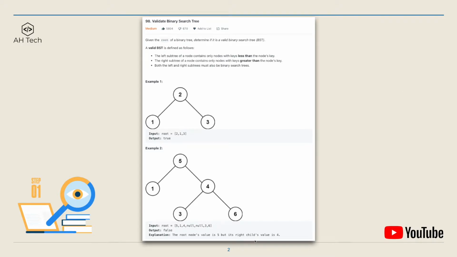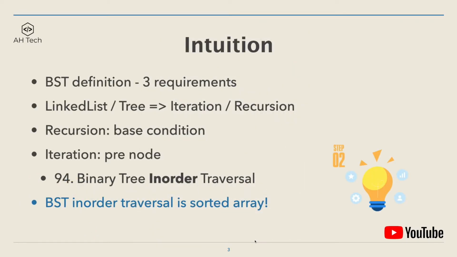This is a really good coding interview question because first, it requires you to be very familiar with the three requirements of binary search tree. And if you remember from last week's video, for linked list or tree type of questions, we can use either iteration or recursion approach to solve these kinds of problems. For the recursion approach, the key is to write the correct base conditions. And for the iteration approach, we will need a pre-node, a pre-pointer.